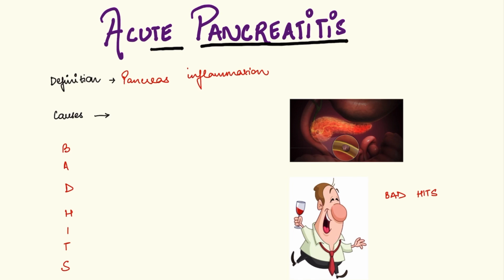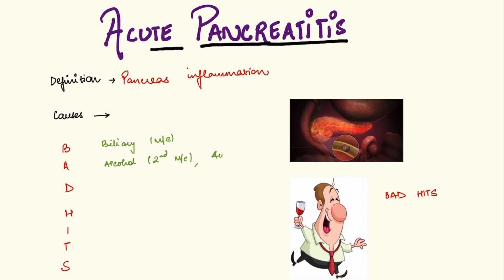Just to remember the causes of pancreatitis, we will make a mnemonic: alcohol gives you BAD HITS. BAD HITS includes Biliary. Biliary is the gallstone, which is the most common cause. Then the second most common cause is Alcohol, and Autoimmune.